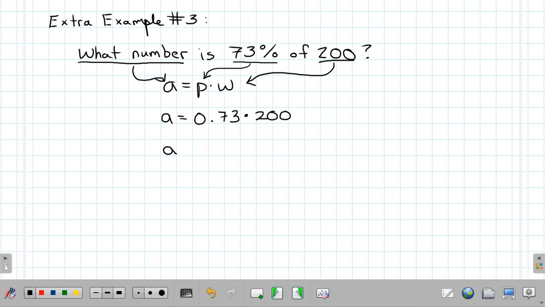So this is the easiest type of question to solve. All we got to do is do 0.73 times 200. Once again, not expecting everybody to do that in your head, but if you multiply that out, you get the number 146.